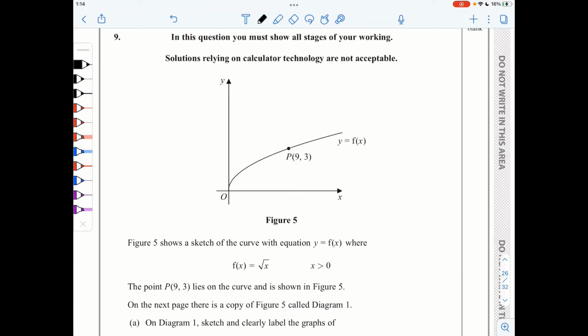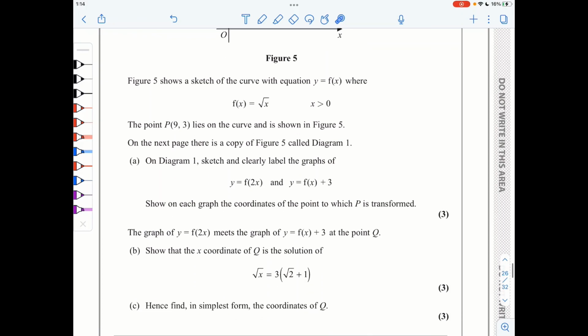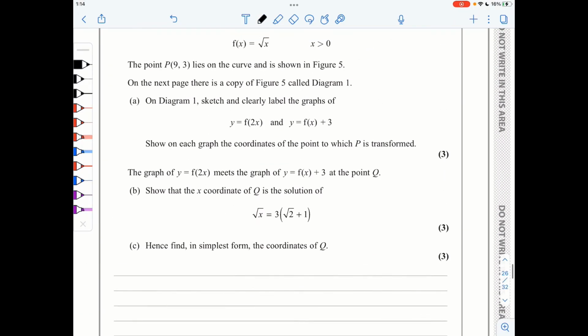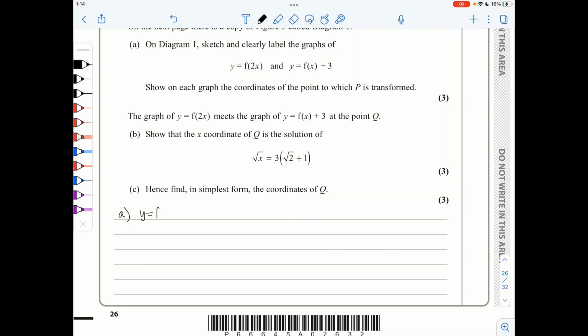Question 9, we start off with f of x being root x, and it looks something like this. The point P 9, 3 lies on the curve, and we're being asked to sketch on diagram 1 f of 2x and f of x plus 3. And I will actually start by considering what each transformation is. So for A, f of 2x is a stretch along x scale factor of a half. So we multiply all the x's by a half. So this is the action that needs to be taken, multiply x by a half.